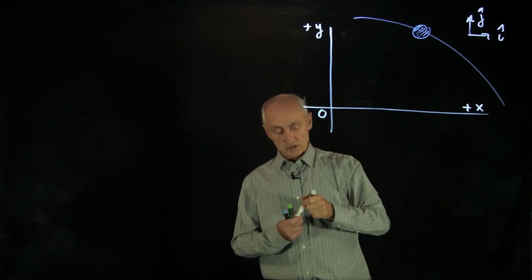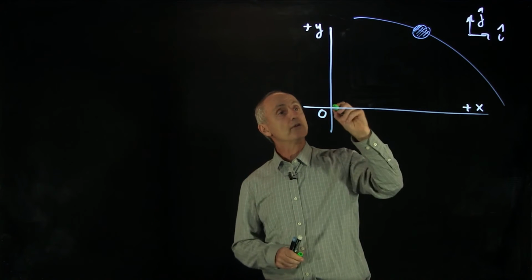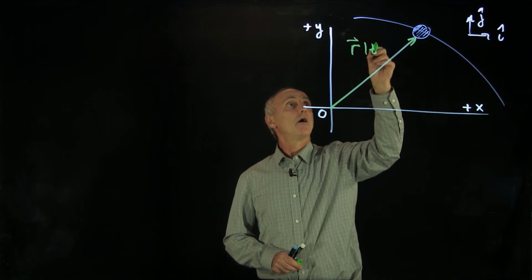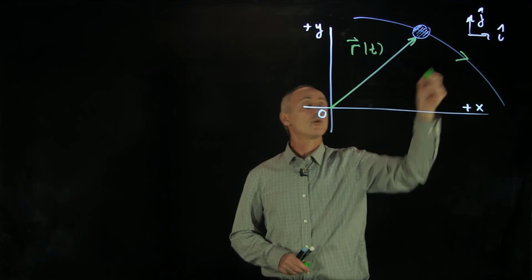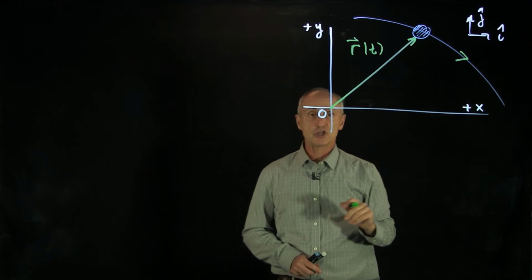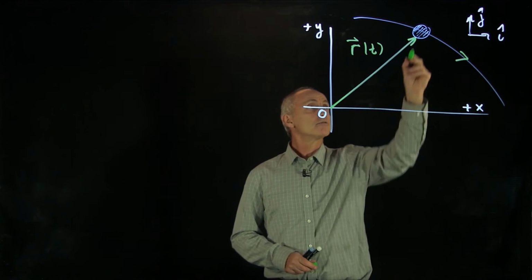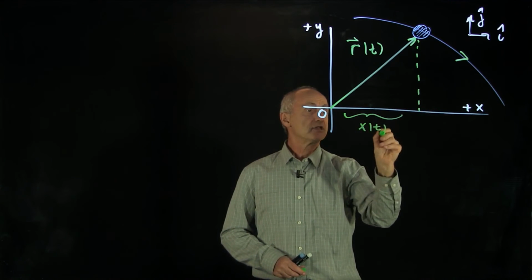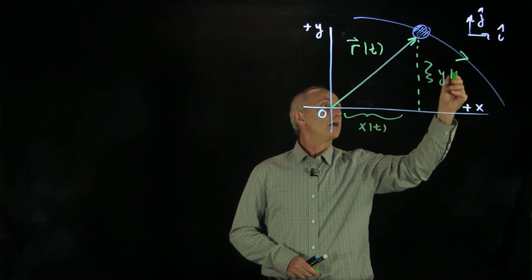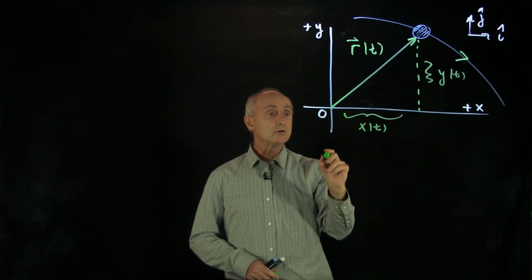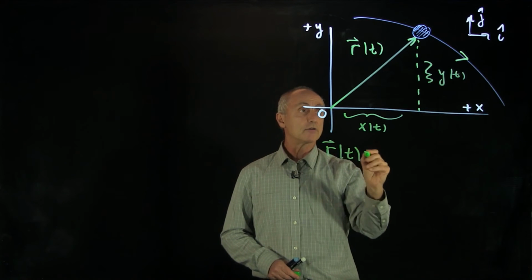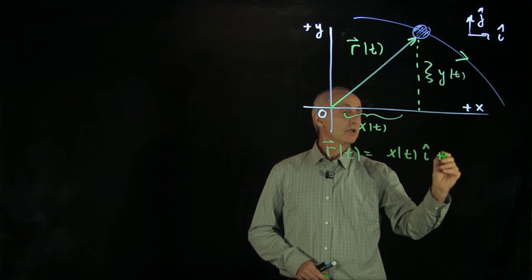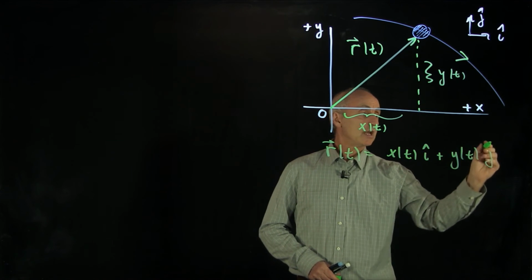And the position vector is a vector from the origin to where the object is. So we'll write that position vector. We'll denote it by r of t, because as this object moves along its trajectory, that position vector is changing. And we'll write down r of t in terms of two coordinate functions, x of t and y of t. And so our vector, position vector of the object, r of t, is equal to x of t i hat plus y of t j hat.